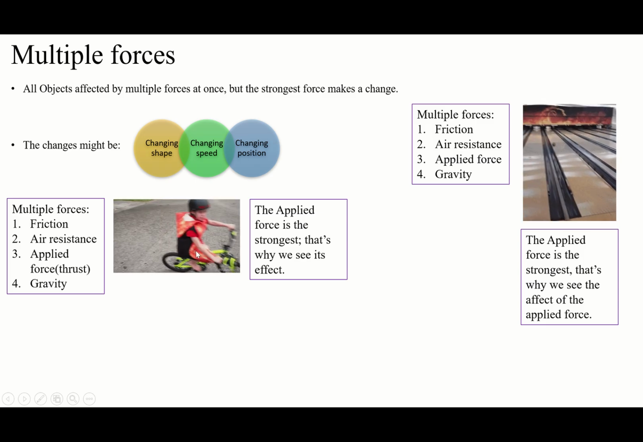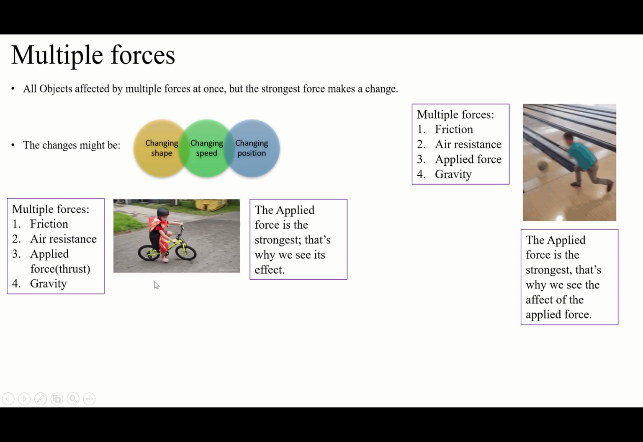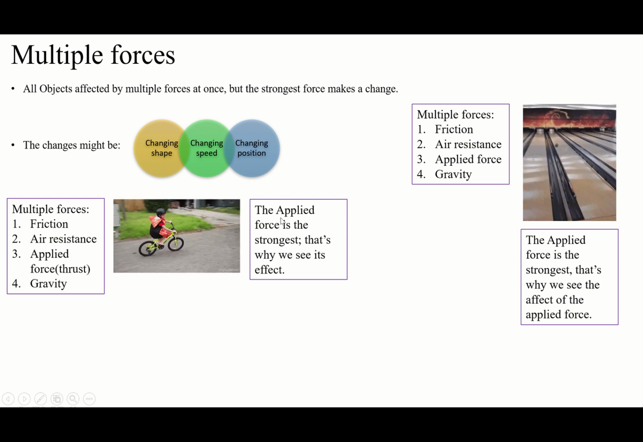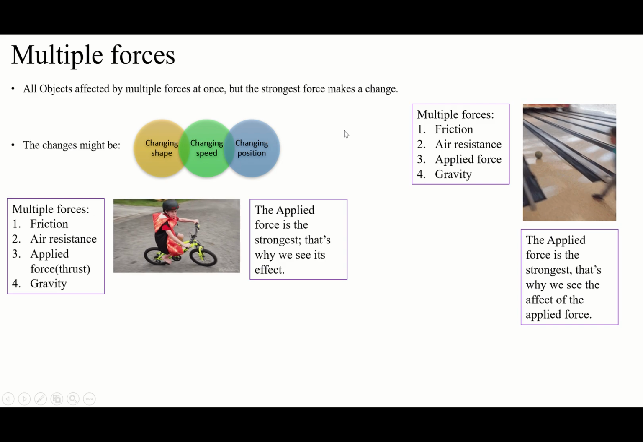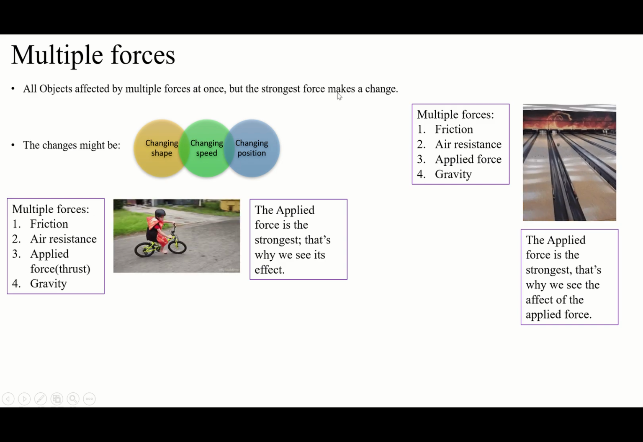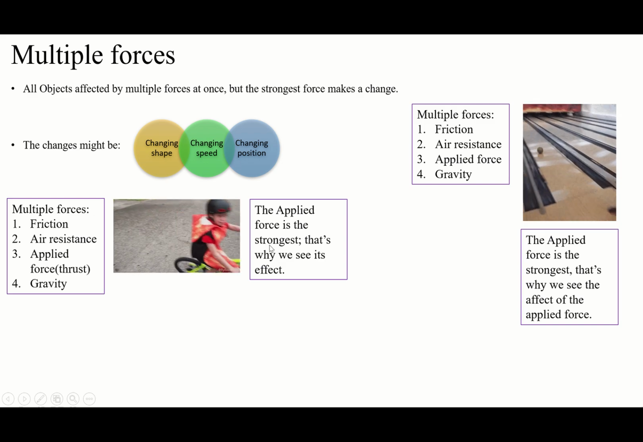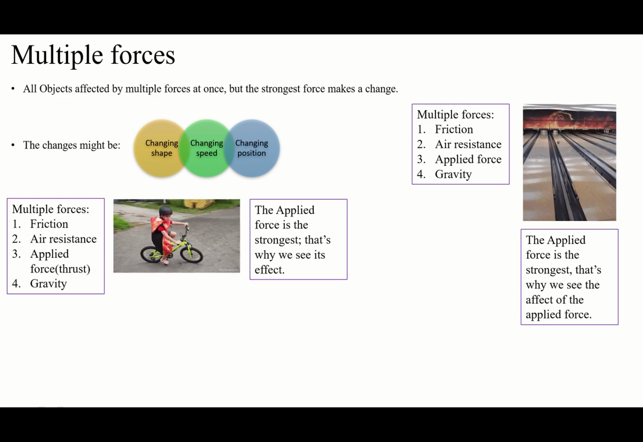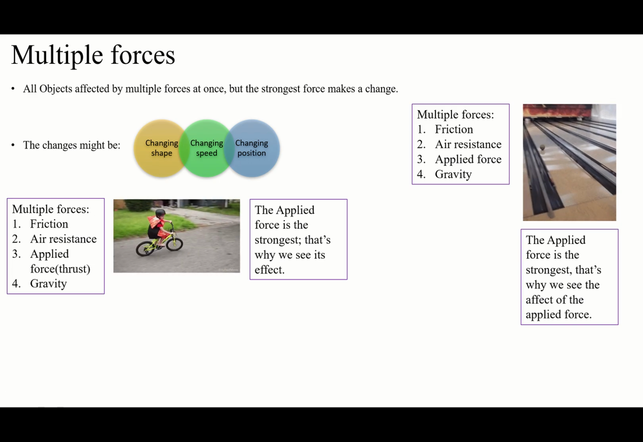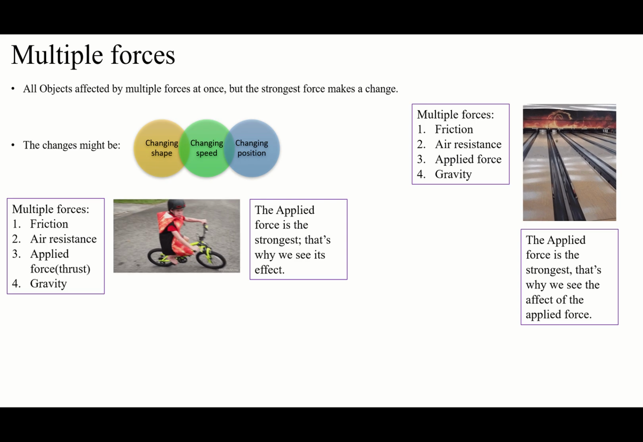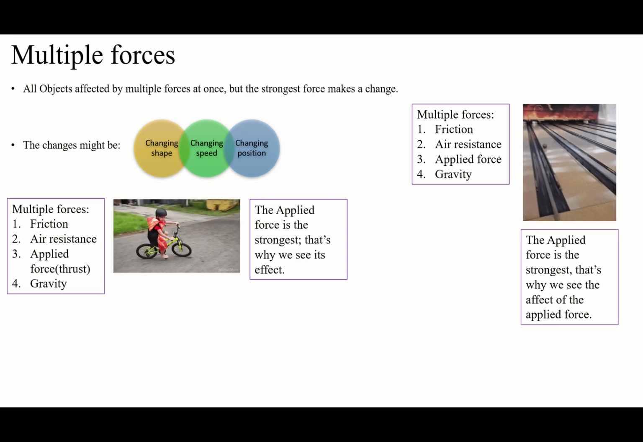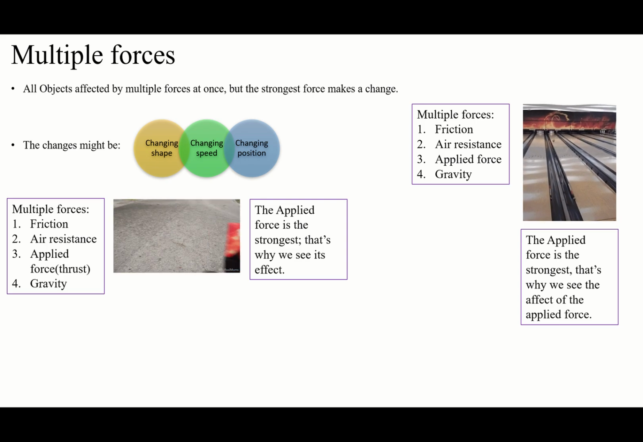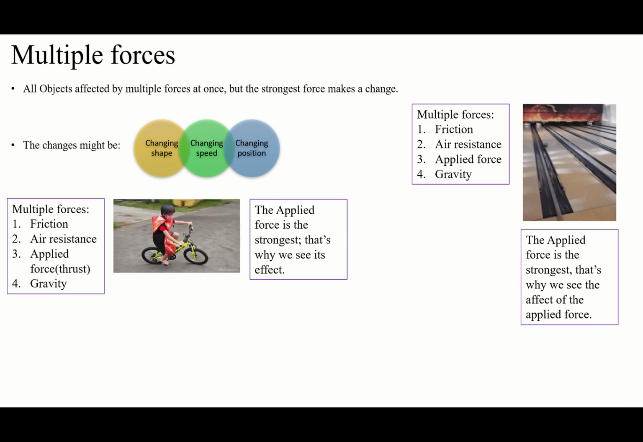Applied force, of course: the feet are going to push continuously, so there's applied force. So the applied force is the strongest force. We said here, the strongest must make the change. Gravity pulls down. Friction pushes back. You see the tire moves to the front, the friction is to the back. Air resistance is also to the back. Applied force is to the front.